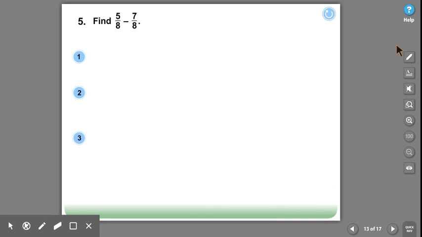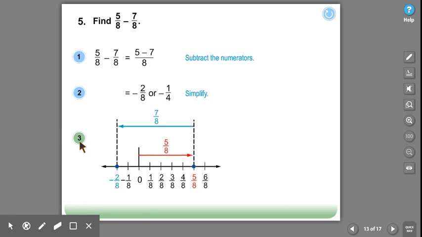Example number 5, again on page 285. We've got find 5/8 minus 7/8. So here, 5/8 minus 7/8, all we have to do is subtract the numerators. You can rewrite it again as 5/8 plus -7/8. I recommend rewriting all your subtraction sentences as addition sentences. But 5 minus 7 is negative 2/8. Again, you have to make sure that all your answers are simplified. 2 and 8 are divisible by 2, so that's why it equals negative 1/4.